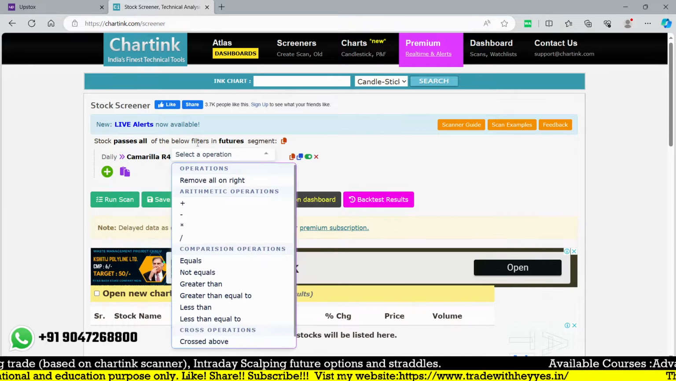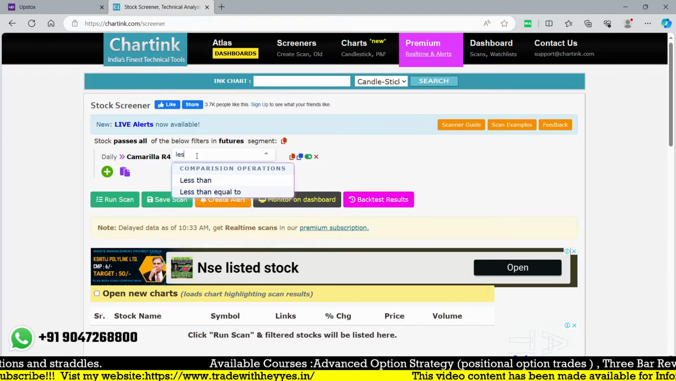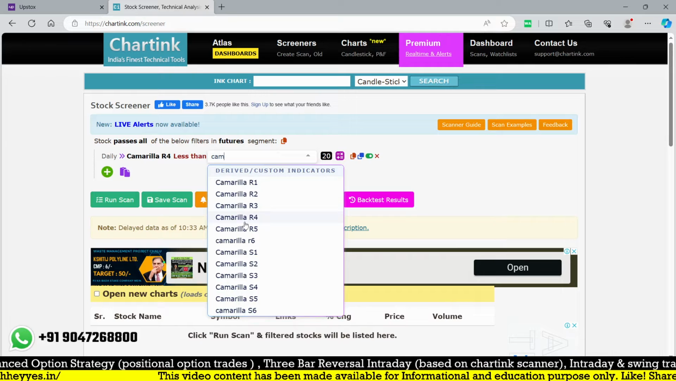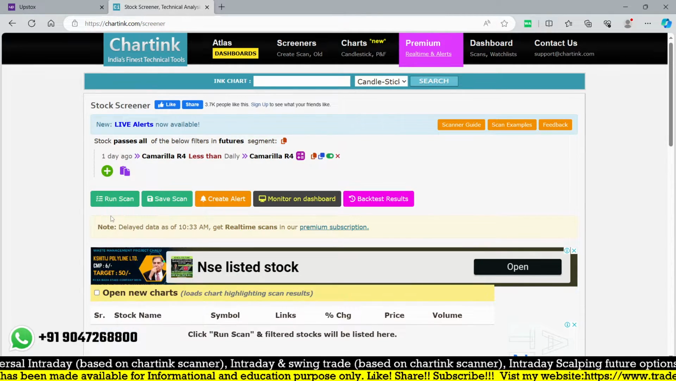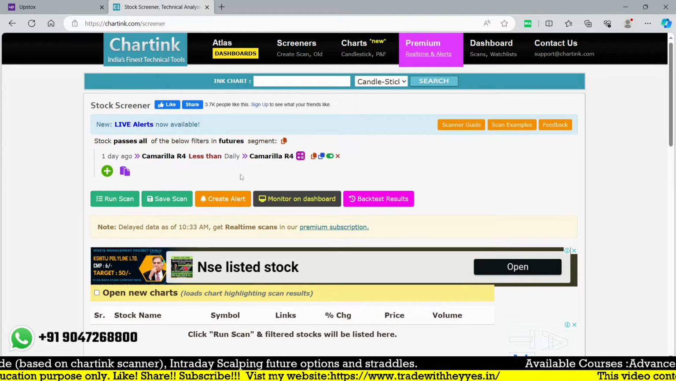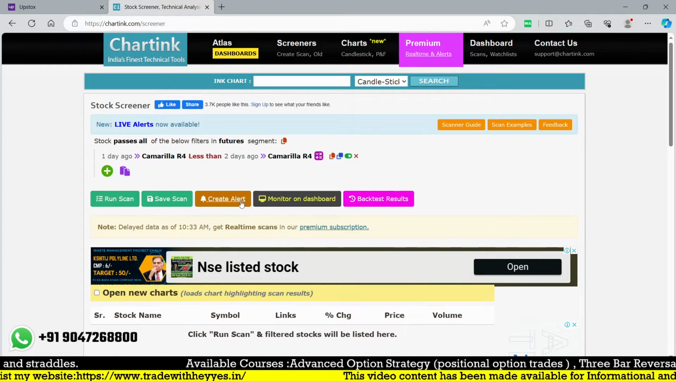It's about a derived indicator which I have created. So it must be less than... we are looking for a Camarilla, it must be less than, again, a Camarilla R4. Normally we use 1 day ago, because the Camarilla value is calculated from the previous day's high, low, close. That's why we are using 1 day ago. So here, 1 day ago, it should be 2 days ago.